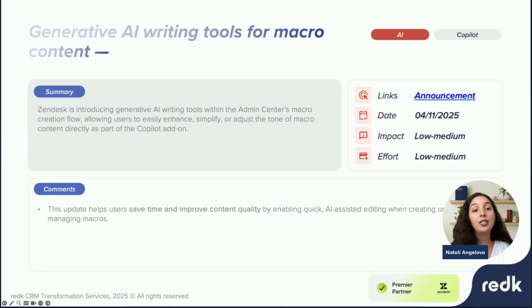Zendesk is introducing generative AI writing tools within the Admin Center's macro creation flow, allowing users to easily enhance, simplify, or adjust the tone of macro content directly as part of the Copilot add-on. As you know, a macro is a prepared response or action that an agent can manually apply when they are creating or updating tickets. This update helps users save time and improve content quality by enabling quick AI-assisted editing when creating or managing macros.